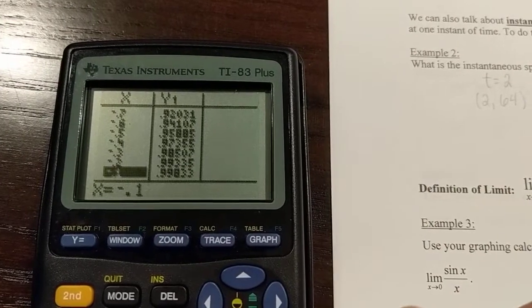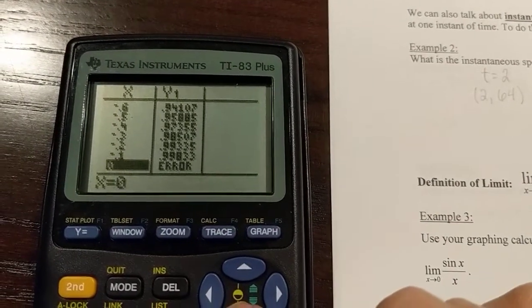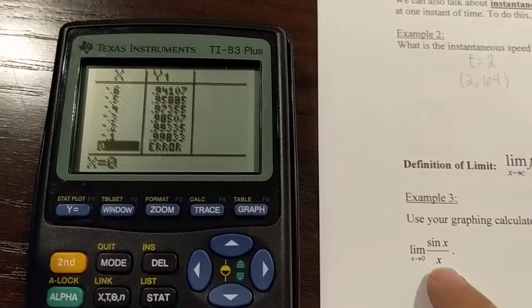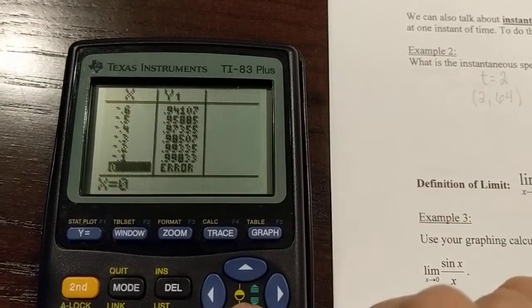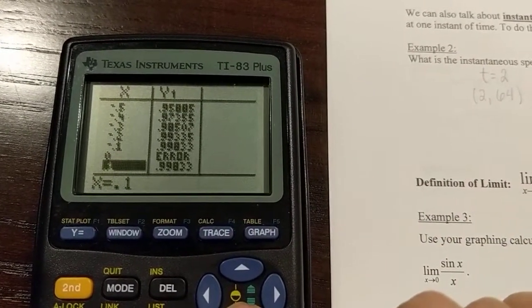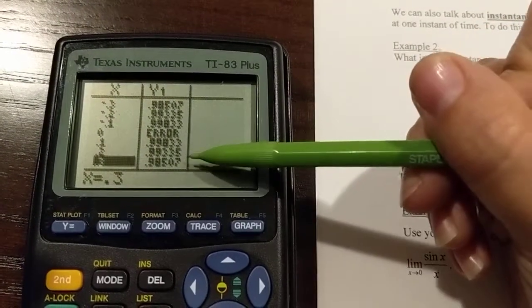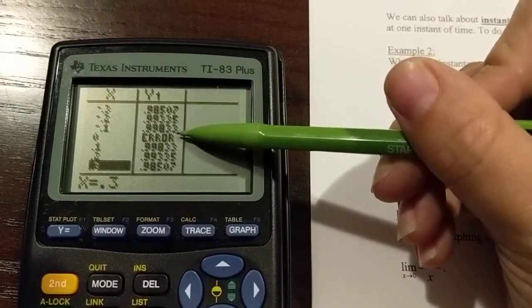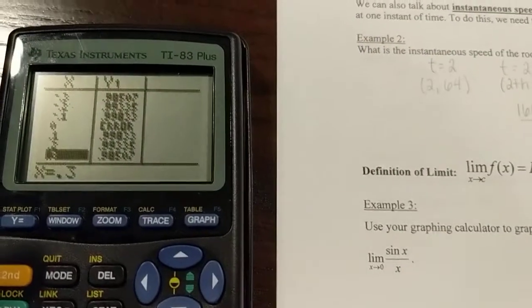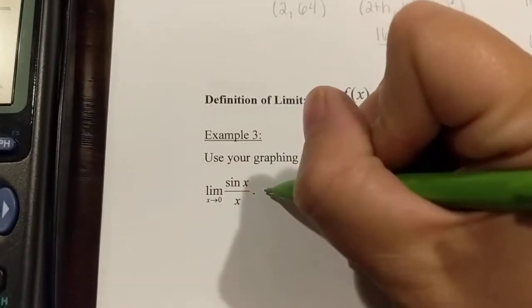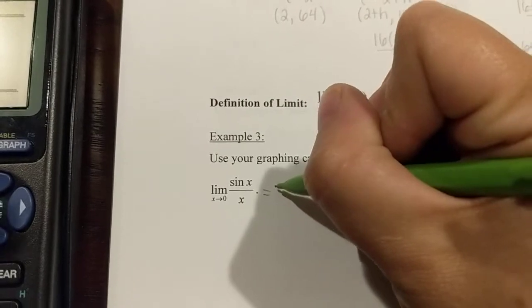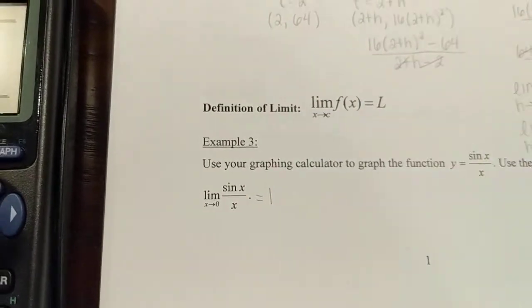And then, of course, there's an error because we can't divide by a 0. And then let's see on the other side. Yeah, it's pretty symmetrical. And it looks like as we move closer and closer to 0, my limits are getting closer and closer to 1. So we would say the limit of sine of x over x as x goes to 0 is 1.